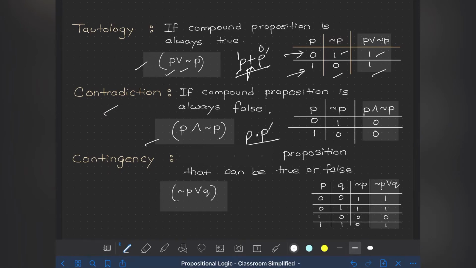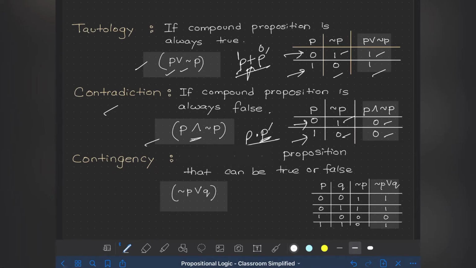Because this dot is representing the and operator, or this conjunction, which will be true only if both the cases are true. But here both the cases can't be true, because this P dash is the negation part of P. So here if I take P as 0, then P dash will be 1, and if I take P as 1, then P dash will be 0.